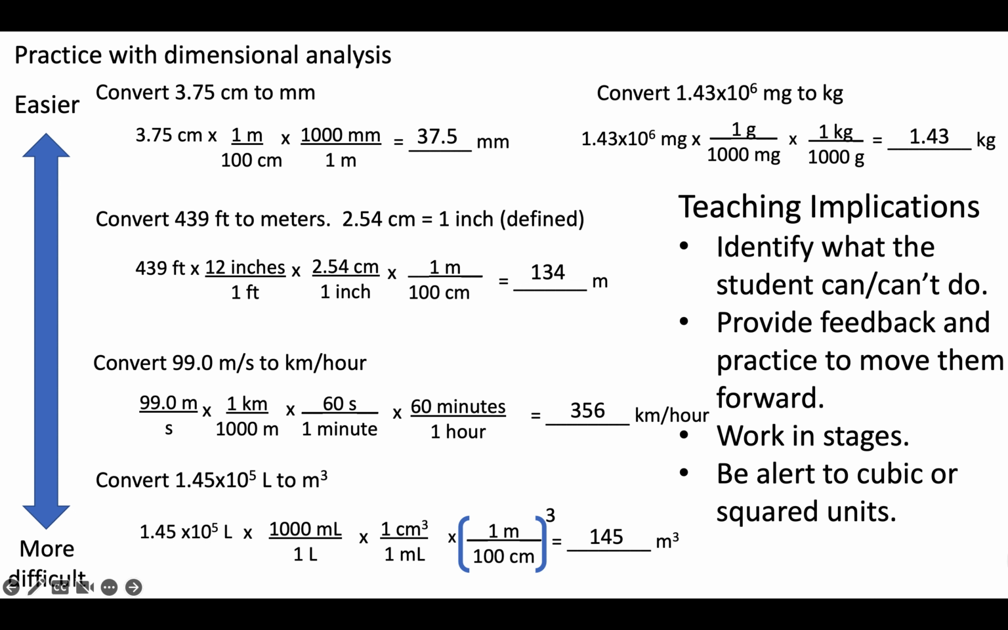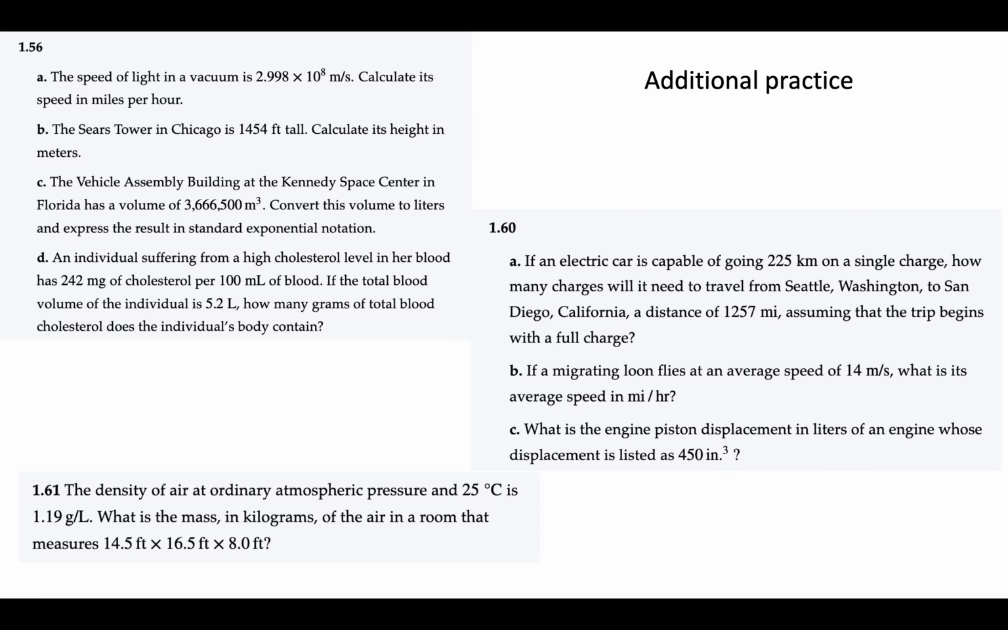And then finally, being alert to the cubic or squared units. That's a really common mistake, as students go too quickly past that point. There's a lot of additional practice within the textbook. You'll notice a few of these involve conversions that we would not ask the students to memorize. This example right here has a conversion between kilometers and miles. If that's on our exam, we would give a conversion between feet and miles.